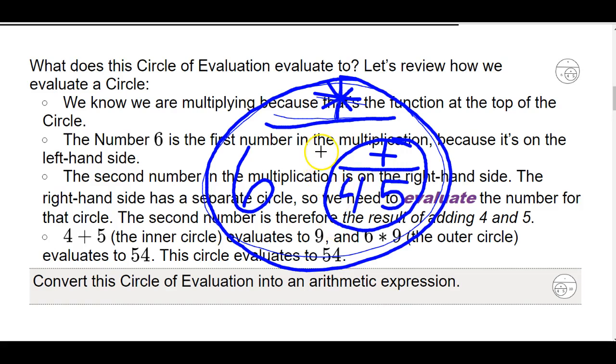So how would we evaluate this one? Let's just make sure we're clear on this. I can't do the multiplication yet, right? I've got to do the addition first. So 4 plus 5 is 9, then 6 times 9 is 54.